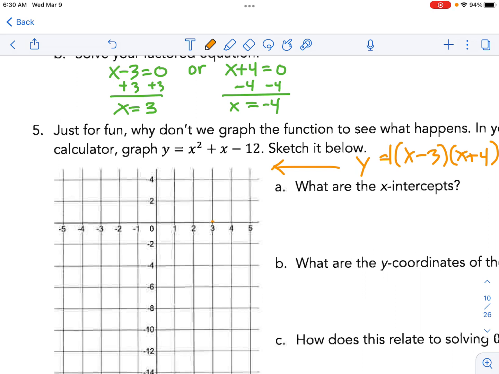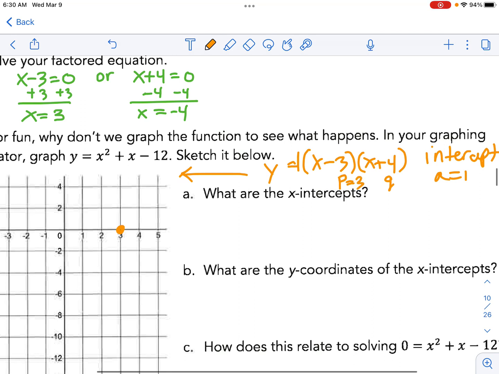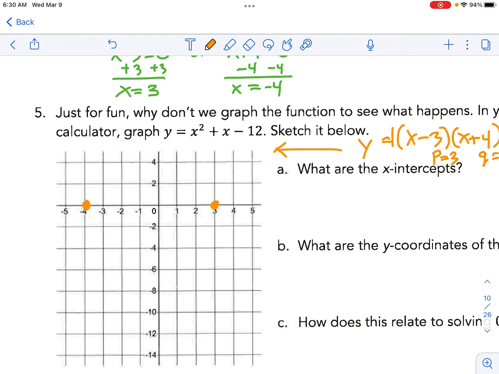We would say here is one of my intercepts at 3, right? This is my P. And so this is my P, and this is my Q. My Q is negative 4. P equals 3, and my Q equals negative 4, right? So there are your intercepts.